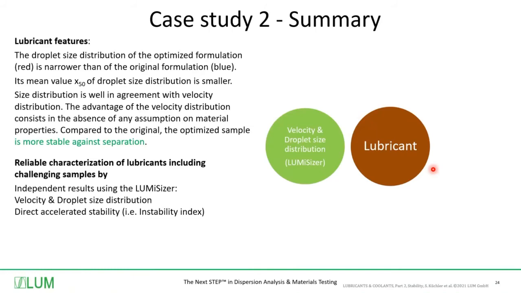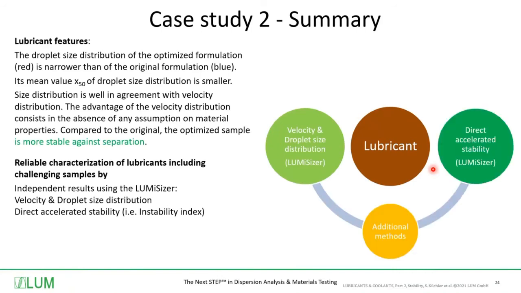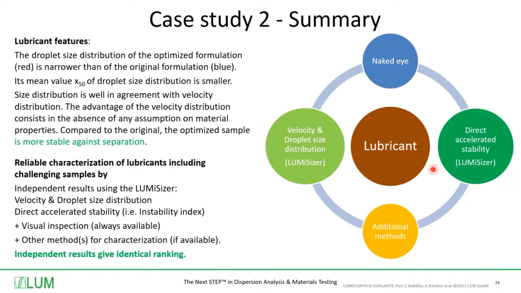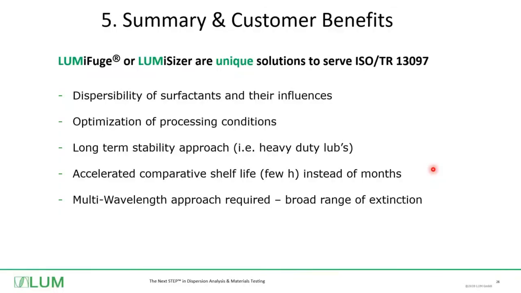We have here independent results that we get from using the LUMiSizer, including velocity and droplet size distribution, including additional methods, including direct accelerated stability analysis as shown before with the instability index, and also in agreement with visual inspection, which is always available. Independent results give identical ranking for heavy-duty lubricants. Also, an accelerated comparative shelf life in a few hours instead of months is possible with this instrumentation.